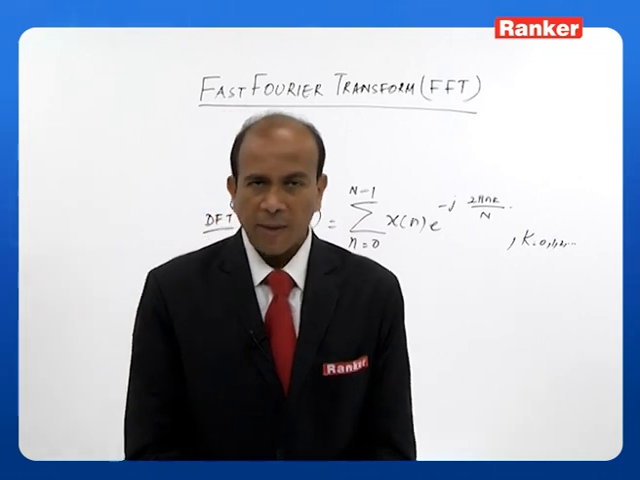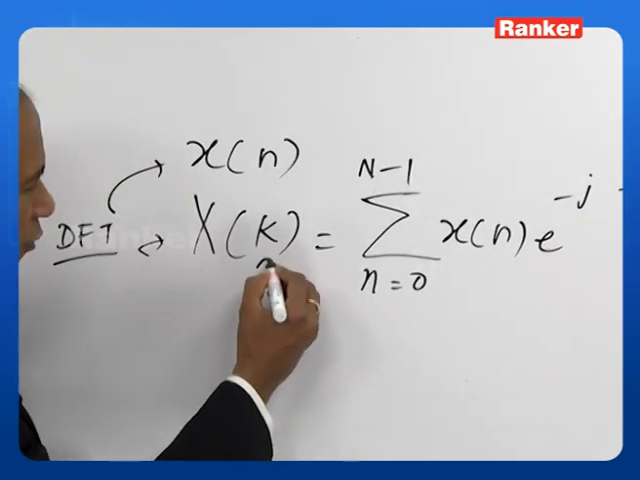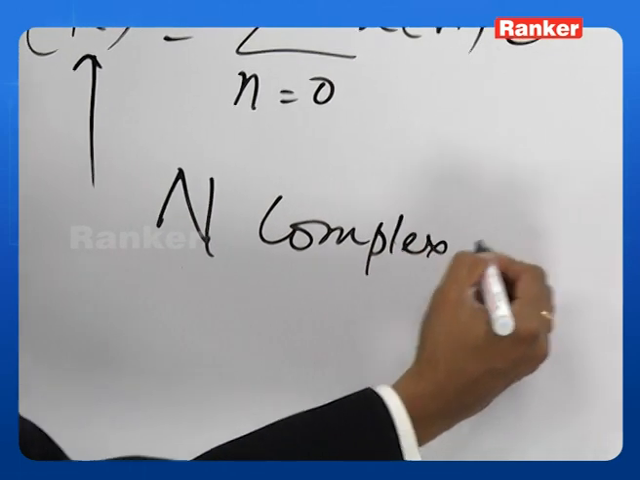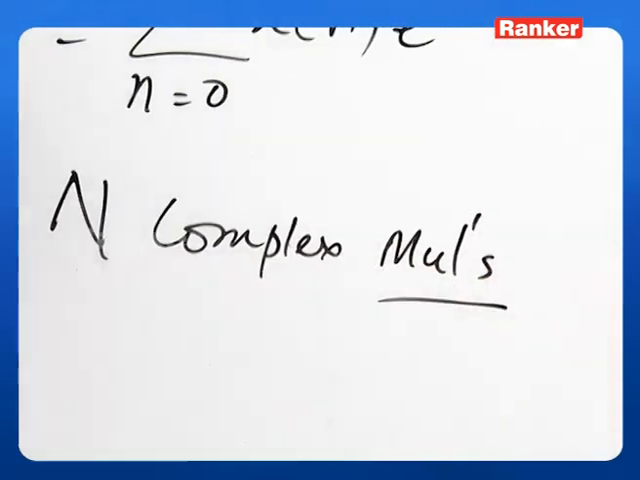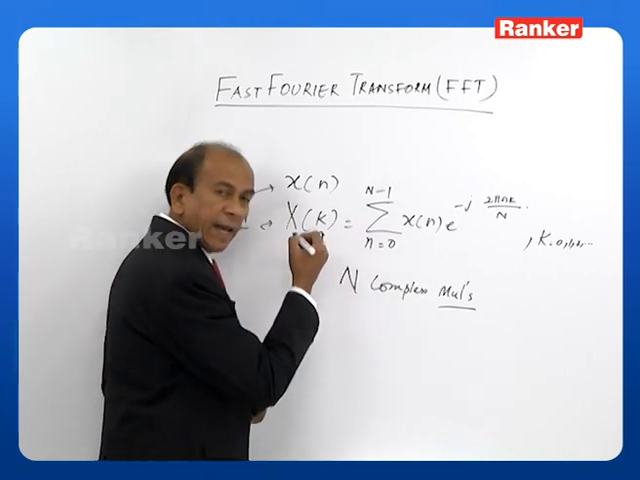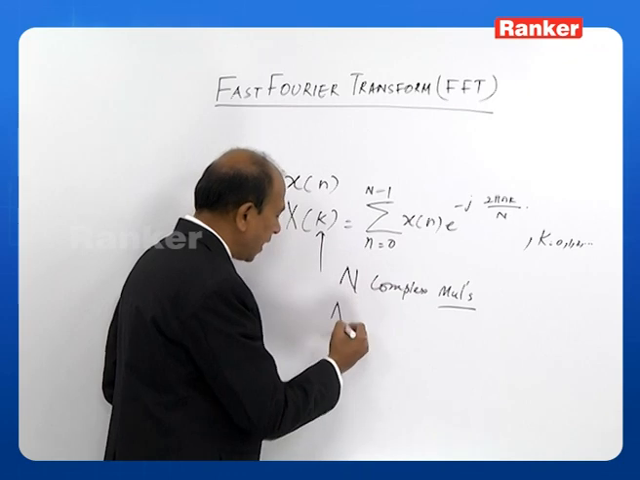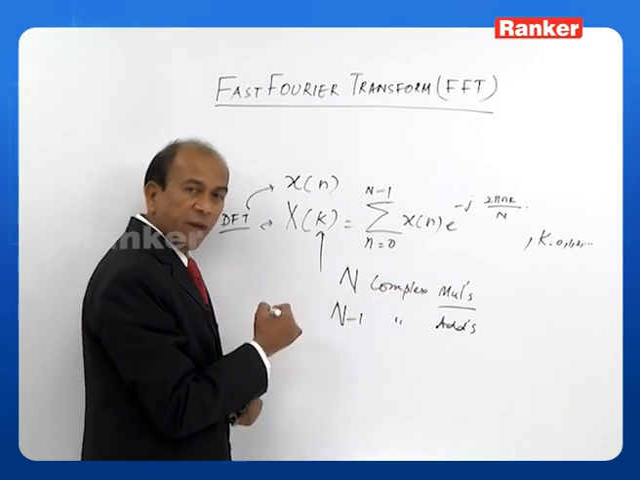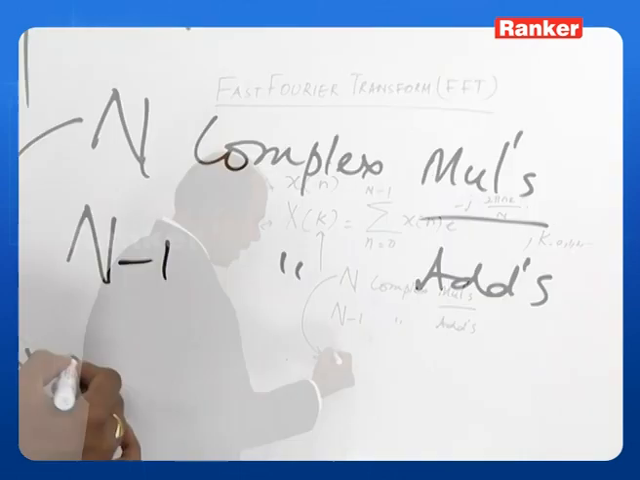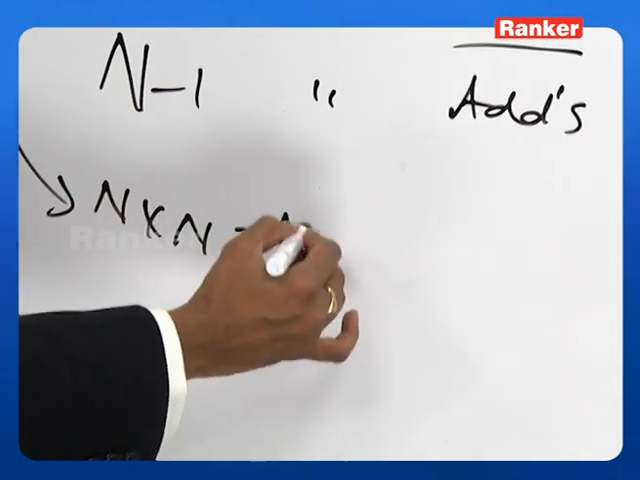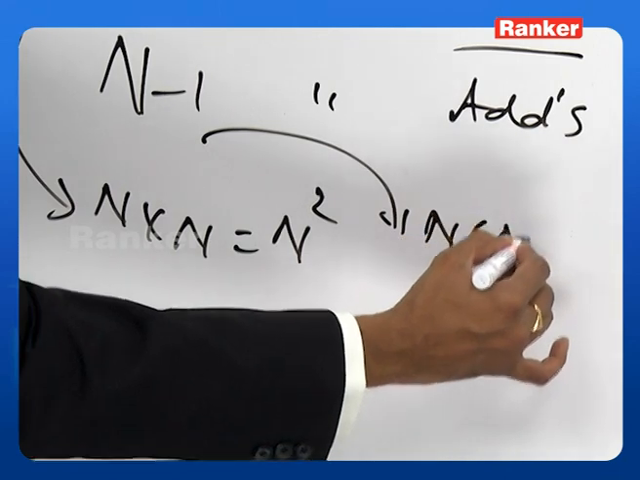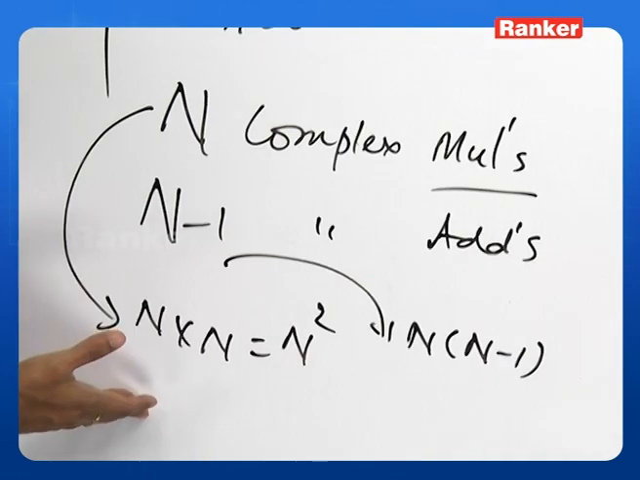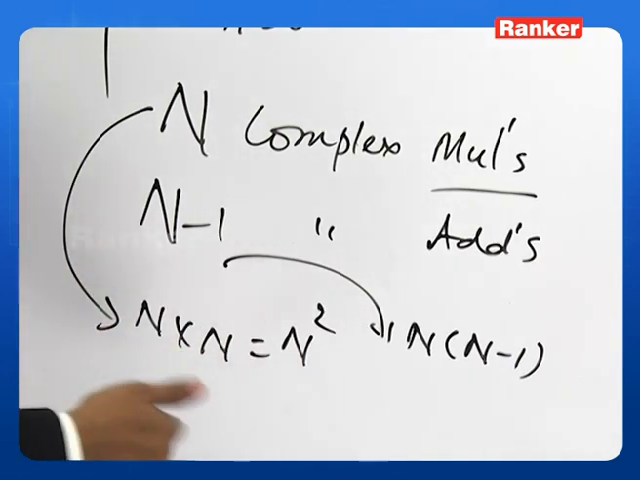That is, if you see here, for each value of k, I need N complex multiplications. Okay, and for each value of k, how many additions do I need? I need N minus 1 complex additions. This is for each value of k. For N values, this will be N into N, that is N square, and this will be N into N minus 1. That is, for the total calculation of DFT, I need N square complex multiplications and N into N minus 1 complex additions.